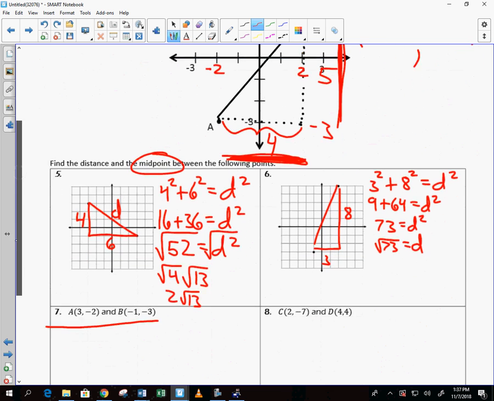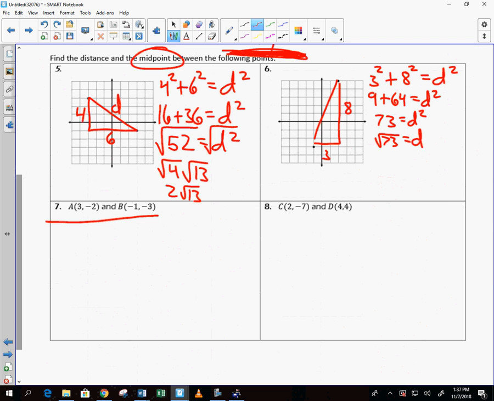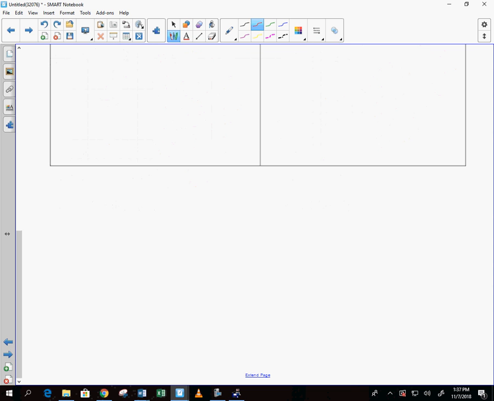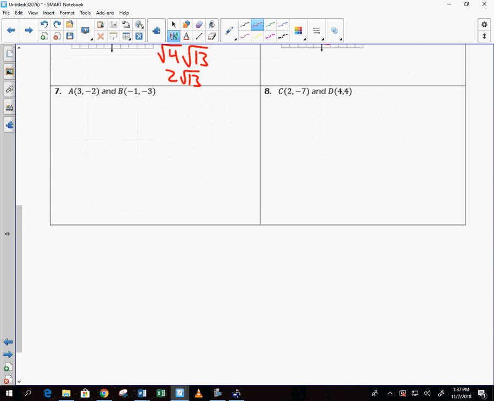Now, we're not going to find the midpoints for number 5 and 6, but we are for 7 and 8. So our last problems for the day, we're going to find the distance and midpoint by simply looking at these, okay? And I'm going to start by using the midpoint because that's the easiest one. Midpoint.